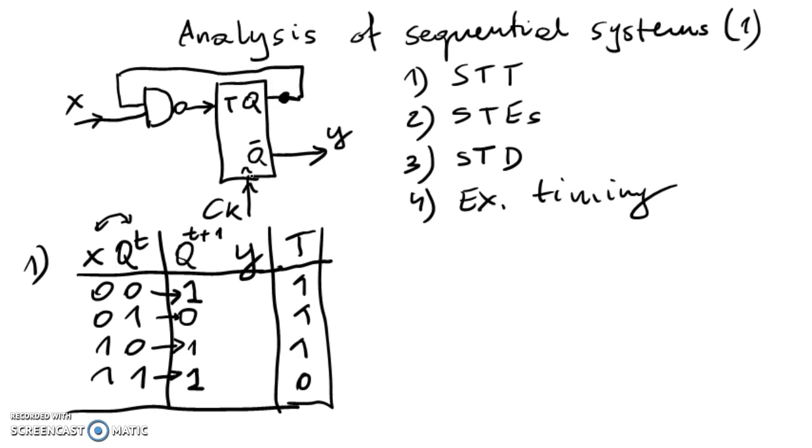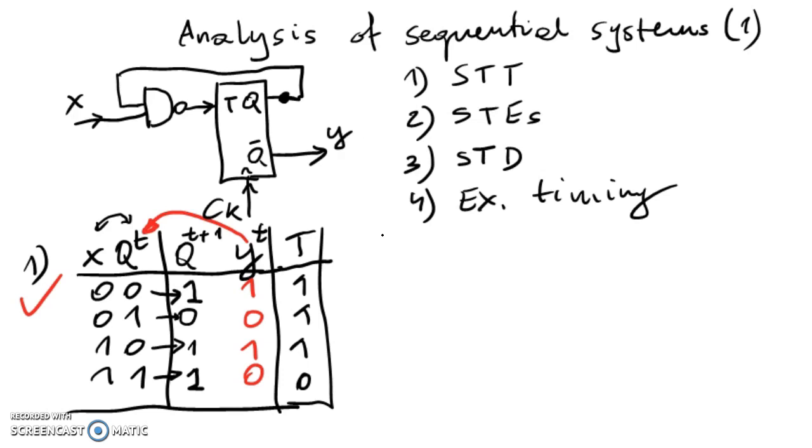And what about Y? Y is simply not Q of t, but is taken from time t, not t plus 1. So before the change, not after. This is the common mistake students make, taking this value inverted instead of this. So you must be aware that it is 1, 0, 1, 0. This is the inversion of Q of t, not Q of t plus 1. Alright, so we've got the first.